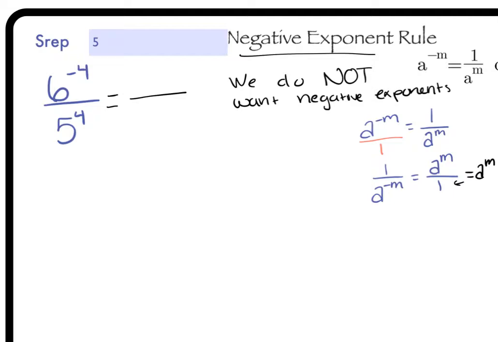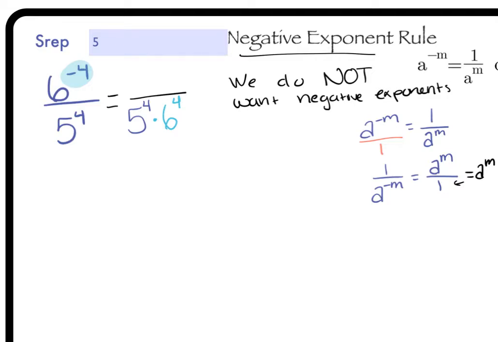So 5 to the 4th is already with the positive exponent, so that stays where it's at. The one that has the negative exponent is the one we want to move. So we want to take that to the bottom. So we're going to take the 6 to the negative 4 to the bottom, but we're going to change the sign. So now it's going to be 6 to the 4th power.